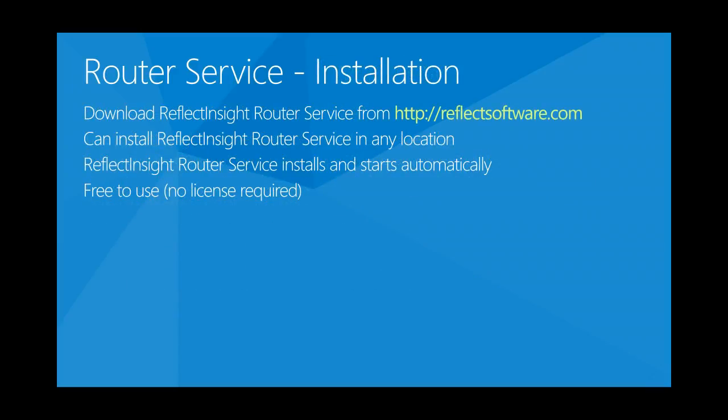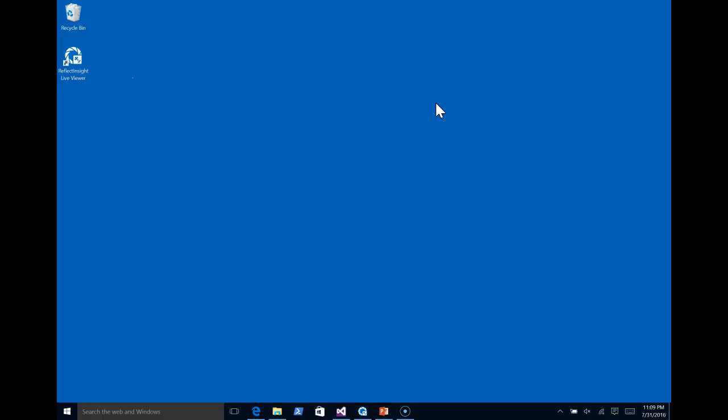To download ReflectInsight Router Service, go to www.reflectsoftware.com. ReflectInsight Router Service can be installed in any location, and the service, when installed, will automatically be installed and started. ReflectInsight Router is free to use, no license required. So let's go ahead now and install it.